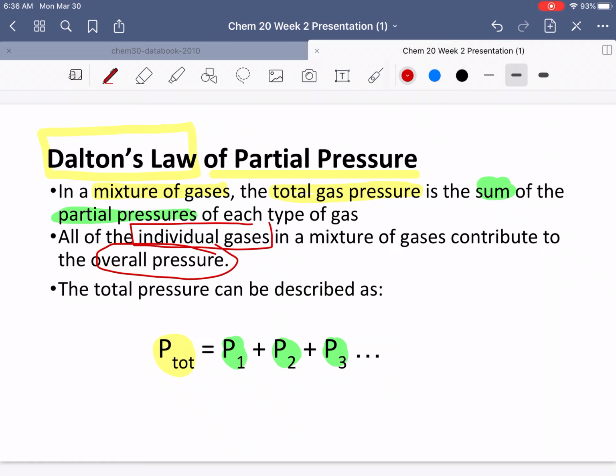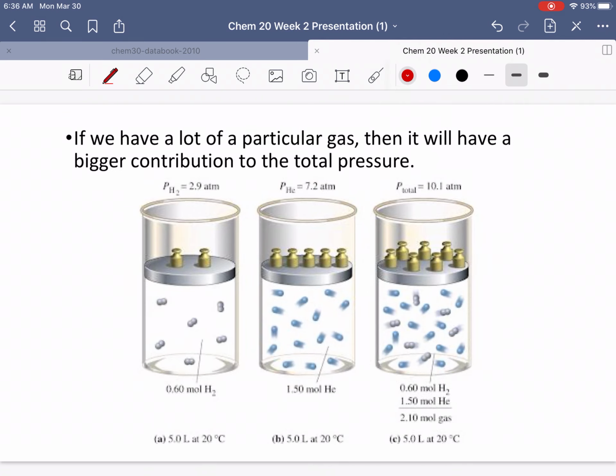Now, this formula, guys, isn't on your formula sheet. It's a pretty logical one, but it's one that you should memorize. Ultimately, the P1, P2, P3, etc., is going to change depending upon how many gases are in the situation that we're using. Be logical about this. If you have a lot of a particular type of gas, of course it's going to have a bigger contribution.